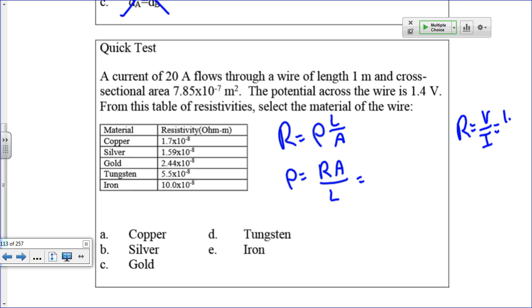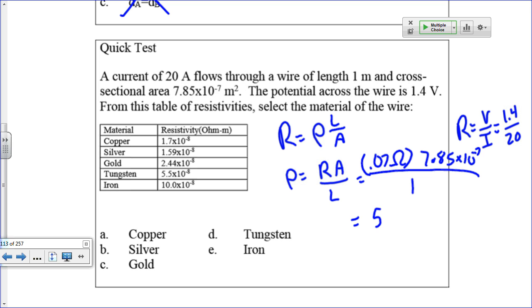1.4 over 20, which is what, 0.07, is that right? So 0.07 ohms times the area, which is 7.85 times 10 to the minus 7, divided by the length, which is 1, and then you find the resistivity, and you find it's 5.5. Okay, yeah, 5.5 or 5.495 times 10 to the minus 8, which you find is tungsten here. Right, so D is the right answer.